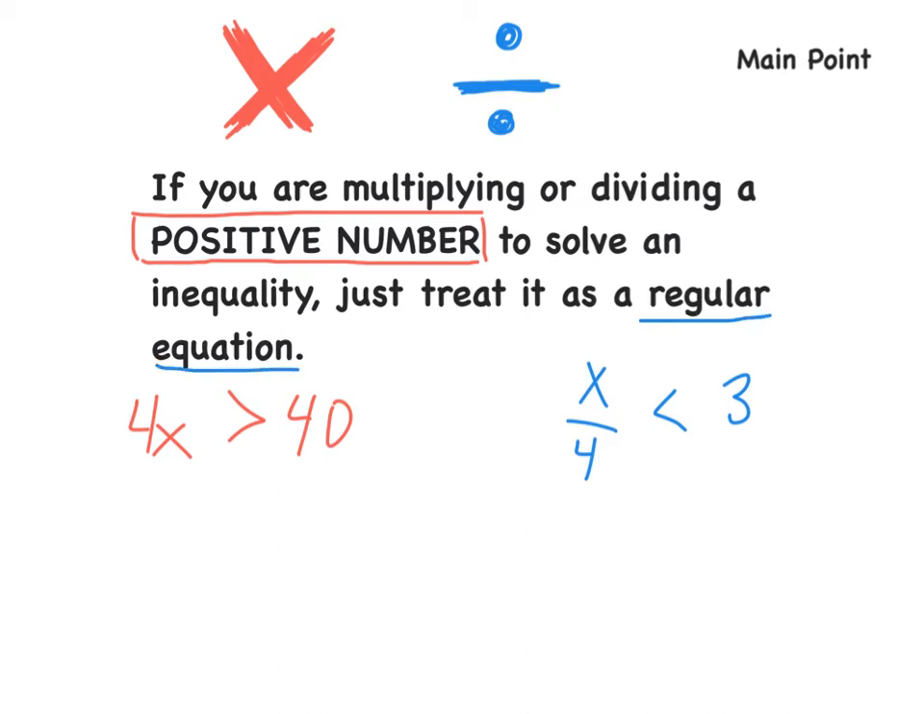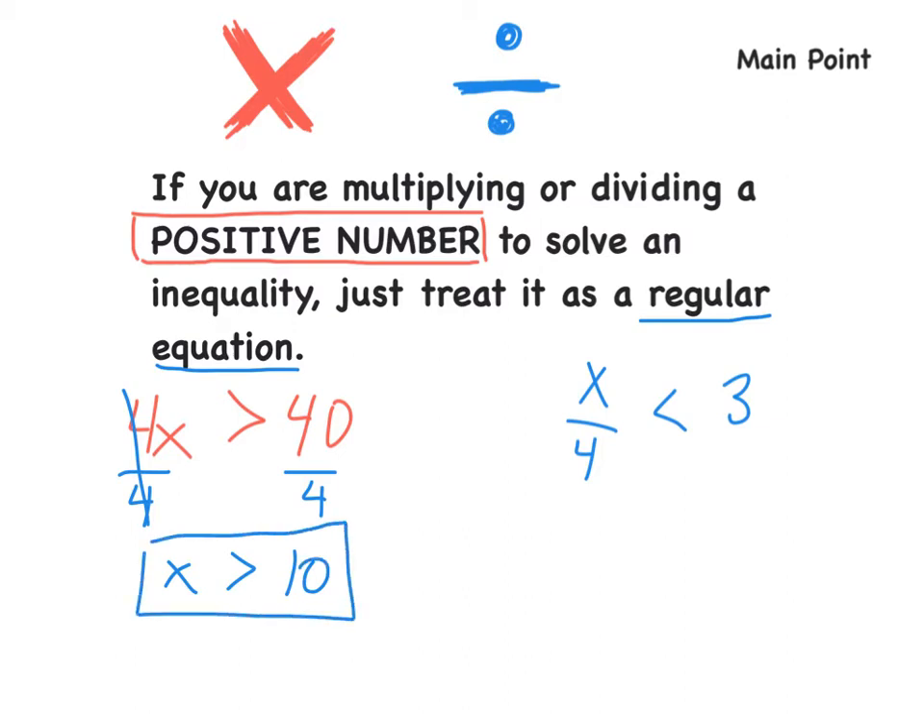So, if we have 4x is greater than 40, remember this, when we say 4x, it's 4 times x. So what's the opposite of times x? You have to divide by 4 on both sides. The 4's cancel out on the left, and x is greater than 40 divided by 4, that is equal to 10. So x is greater than 10 is the final answer.